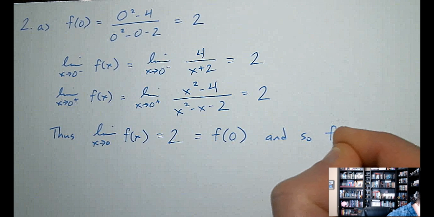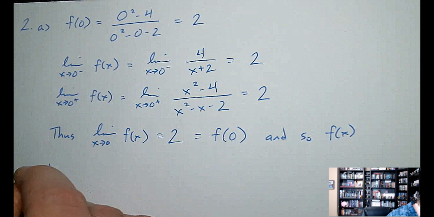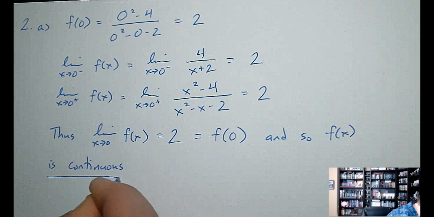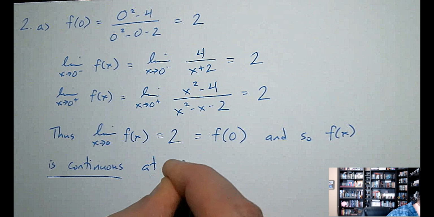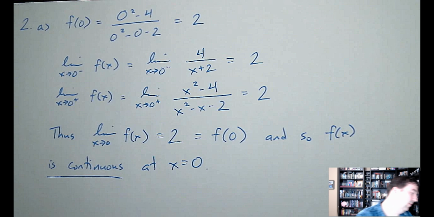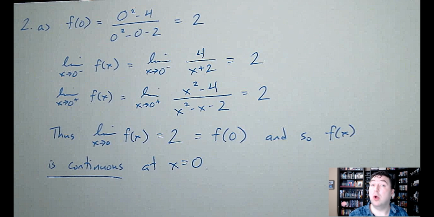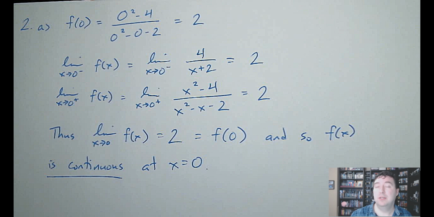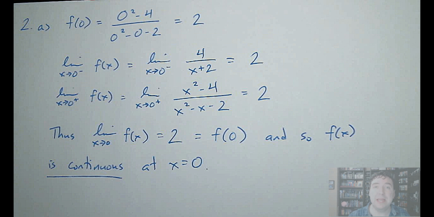And so, f of x is continuous at x equals 0. So we don't need to worry about categorizing that as removable or non-removable at all. The function's continuous there. We'll continue on now to part B in the next video.